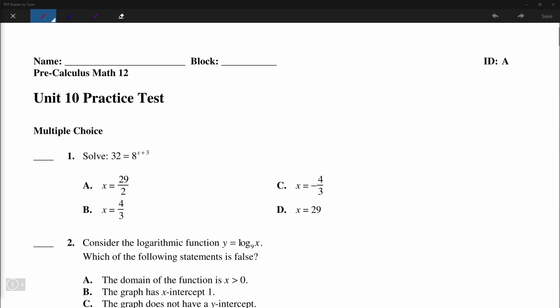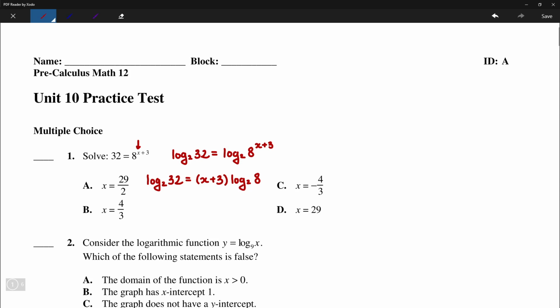Question number 1. It says to solve for x, given that 32 is equal to 8 to the x plus 3 power. So what we can do is write both sides of the equation with logarithm of base 2. So the left-hand side and the right-hand side of the equation will now look like this, which of course allows us to use the power rule to rewrite the expression as log base 2 of 32 is equal to x plus 3, and then log base 2 of 8.